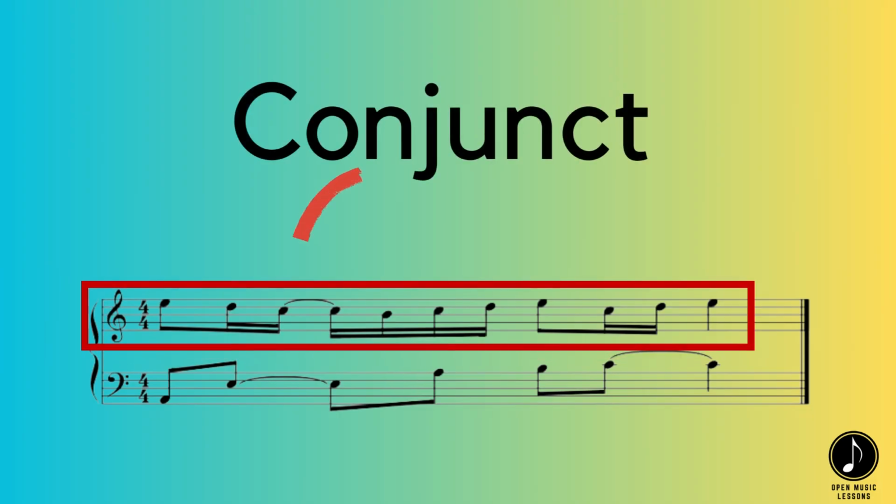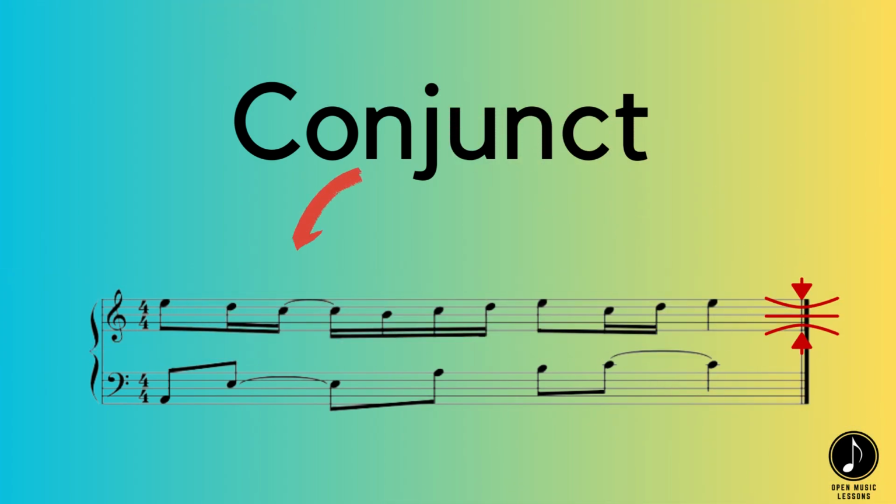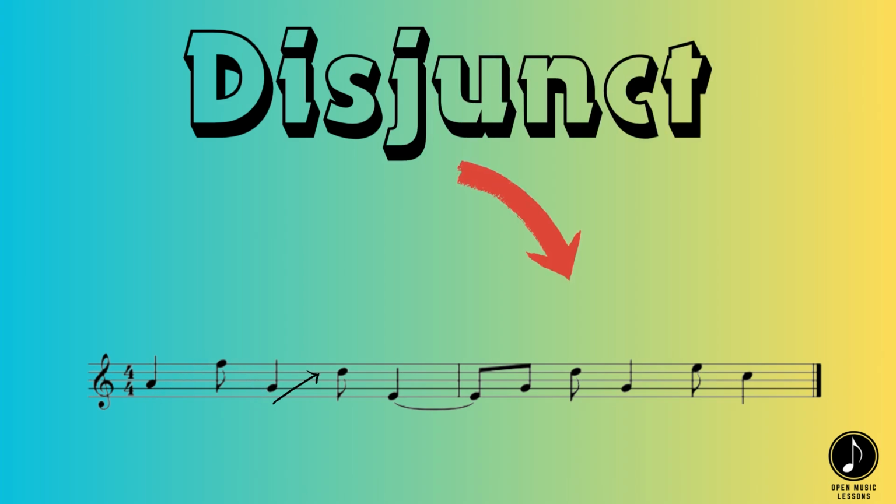A conjunct melody is a melody that moves in steps between notes, and the intervals between notes are close together on the stave. A conjunct melody can also be described as stepwise melodic movement. A disjunct melody is a melody that leaps between notes, and the intervals between notes are far apart on the stave. A disjunct melody will usually rise and fall quickly throughout the melody.